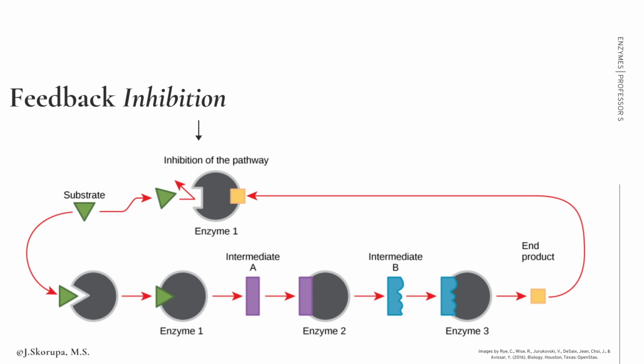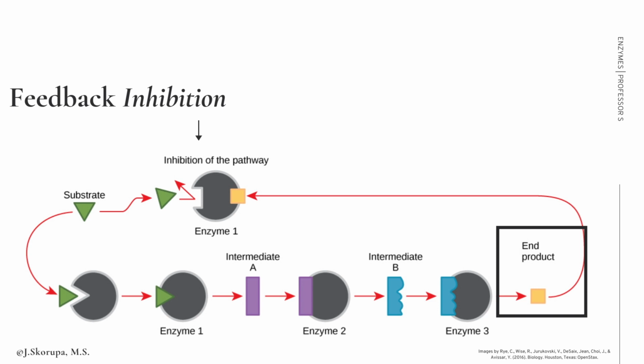Again, in feedback inhibition, the end product of a metabolic pathway shuts down the pathway. Here, enzyme 1 is binding to a substrate and creates intermediate A, which then binds to enzyme 2, creating intermediate B. In the last step, intermediate B binds to enzyme 3, creating an end product, the yellow square. The yellow square indicates that this pathway was successful in creating what the cell needed.